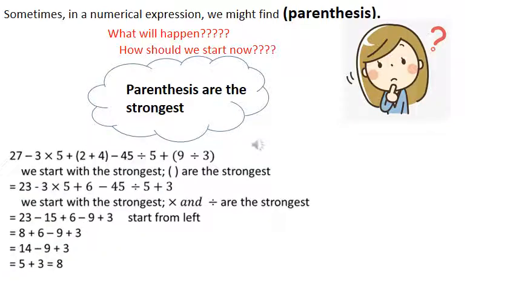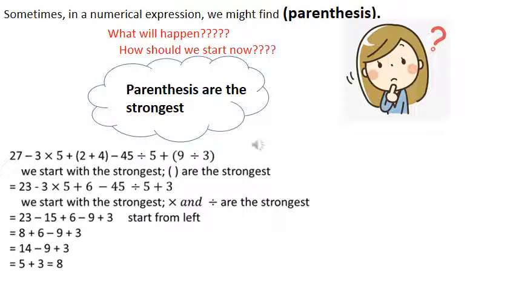Now, sometimes in a numerical expression, we might find parentheses. What will happen and how should we start? Parentheses are the strongest, so they are stronger than the addition, the multiplication, the division, the subtraction. So it's the strongest out of all. So if you look at this expression, we have 27 minus 3 times 5 plus, in parentheses, 2 plus 4, minus 45 divided by 5 plus, in parentheses, 9 divided by 3.